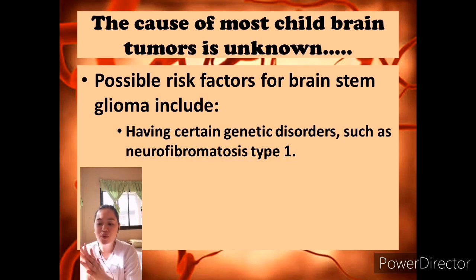The cause of most child brain tumors is unknown, meaning that the real reason behind the occurrence of glioma is not yet identified. But we have possible risk factors that may trigger the occurrence of glioma. One is having a certain genetic disorder such as neurofibromatosis type 1. That is included as a possible risk factor for children to develop glioma.